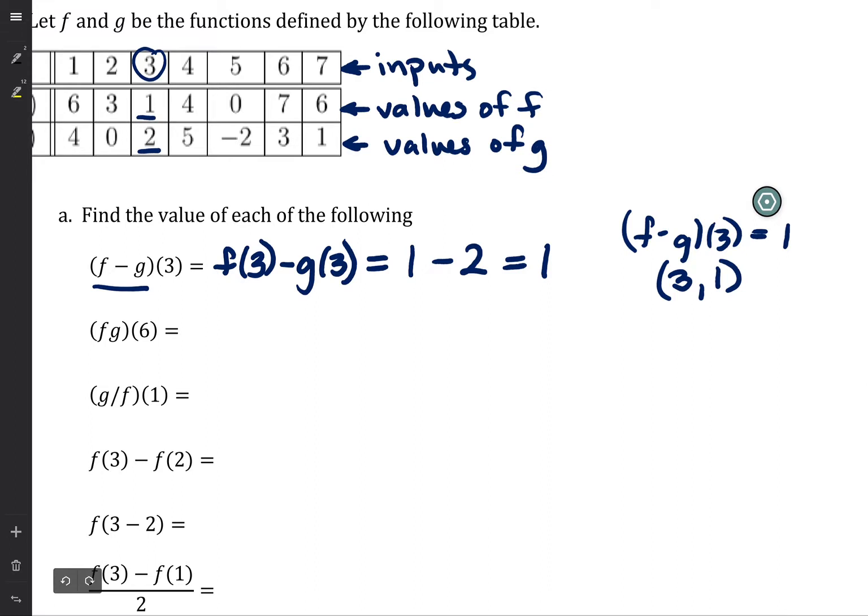The 1 and the 2 I got from f and g. I needed those to find the value of f minus g, but those are not values of f minus g. Those are values of the functions separately. So the value of function f minus g when x is 3 would be 1.